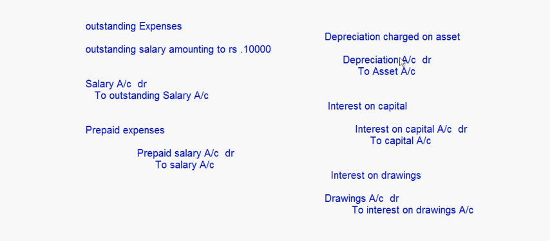Depreciation I took up here. Depreciation is basically the fall in the value of an asset, so it is in a way a loss to the company because the value of its asset is falling, right? So these are some of the important journal entries.